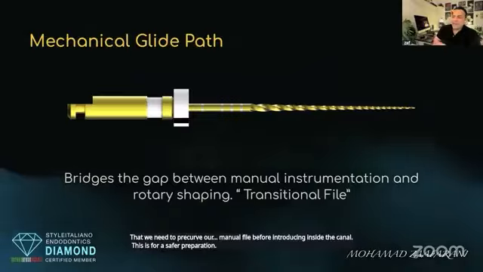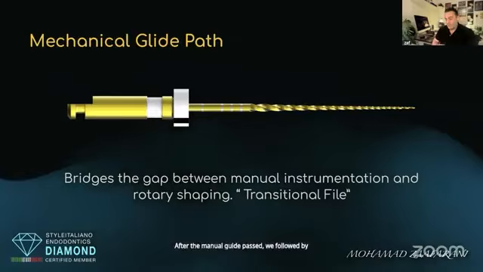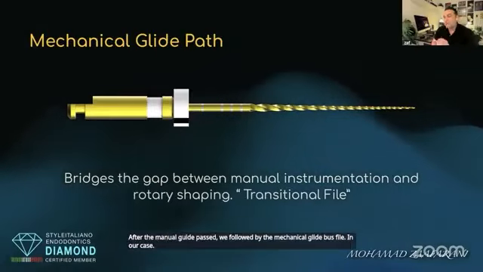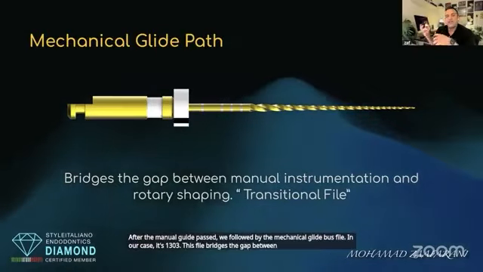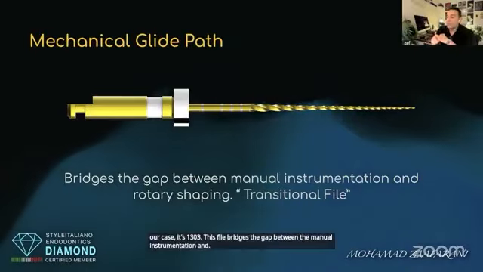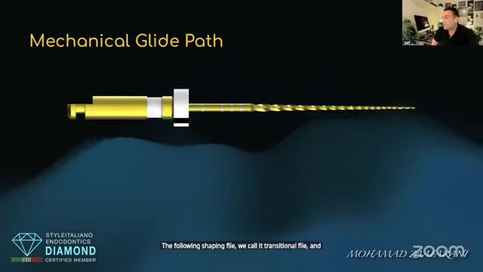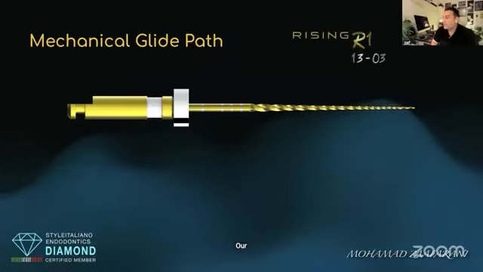After the manual glide path, we follow with the mechanical glide path file. In our case, it's 13/03. This file bridges the gap between the manual instrumentation and the following shaping file. We call it a transitional file. And in our case with Rising, our file is 13/03.